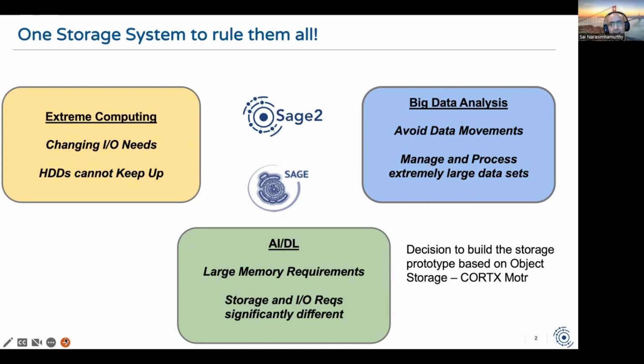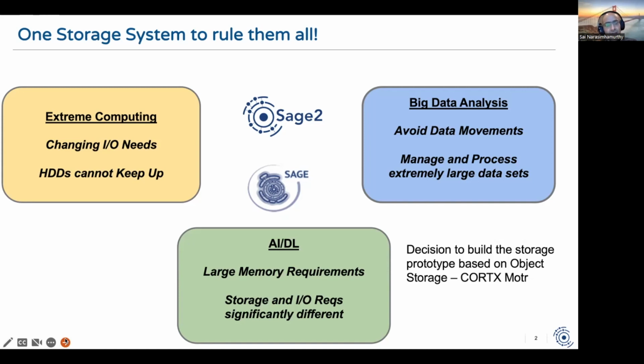And then the other trend that we saw is for big data analysis, we had to avoid data movement between the compute and storage as much as possible. For big data analysis workflows, you manage and process extremely large data sets where they are. So we started seeing big data analysis creeping into the extreme scale computing infrastructures in 2014, 2015, a time frame which was during the start of the SAGE project.